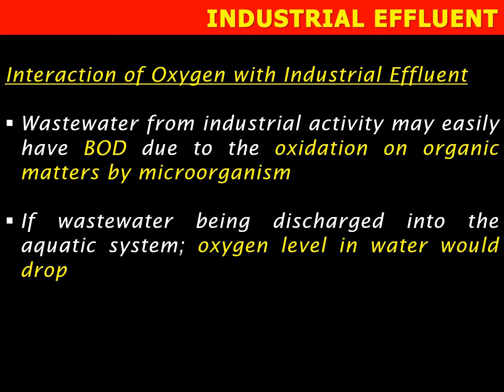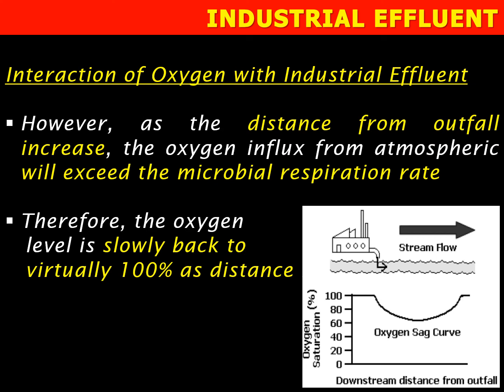What is the interaction of oxygen with the industrial effluent? Wastewater from industrial activity may easily have high BOD, due to the oxidation of organic matter by microorganisms. If wastewater is discharged into the aquatic system, the oxygen level in water would drop. However, as the distance from the outfall increases, the oxygen influx from the atmosphere will exceed the microbial respiration rate. Therefore, the oxygen level slowly goes back to virtually 100% as distance increases.